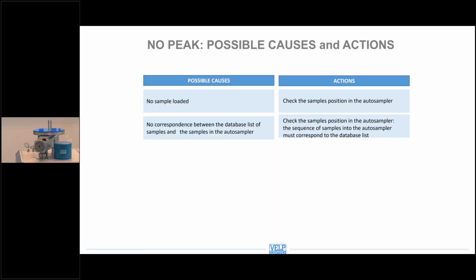The second cause could be that there is no correspondence between the database list of samples and the samples inside the autosampler disk. And why is this so important? Because there is no correlation between the number on the autosampler disk and the series in your database. So when you start a series of analysis, you have to remember that the first position to be filled is the one indicated by this metal rod. So the first position to be filled is this one.